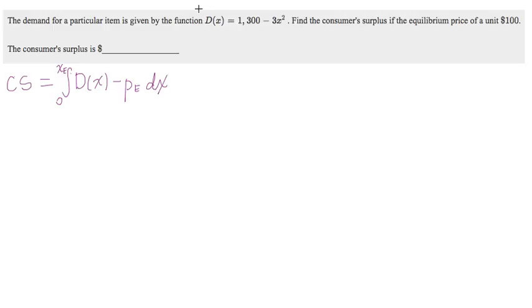So D of x on a demand function actually equals price. So this means that D of x is 100, that's that 100 right there, equals 1300 minus 3x squared, and that is the equilibrium quantity because I'm plugging in the equilibrium price right there for D of x. Because D of x, the demand, where x is the input, gives you price. So we can solve this for the equilibrium quantity.